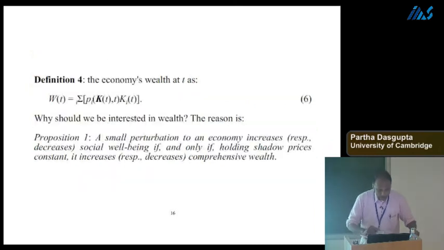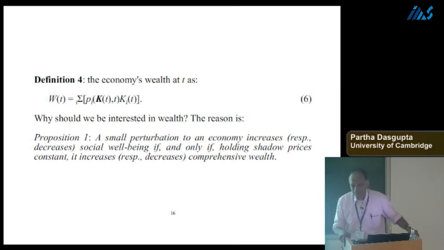Okay, that's pretty straightforward. Now, I'm going to define the wealth of an economy at T as the shadow value of its capital assets. Remember, I'm thinking of capital assets as namely types 1, 2, 3, and 4. That is reproducible capital, natural capital, human capital, and population. Okay?